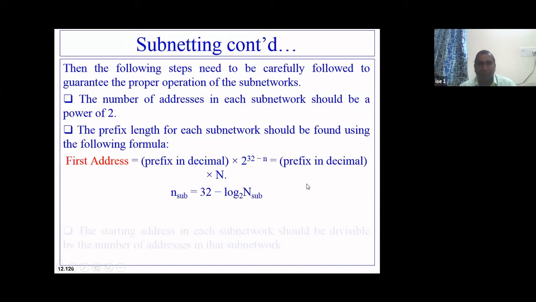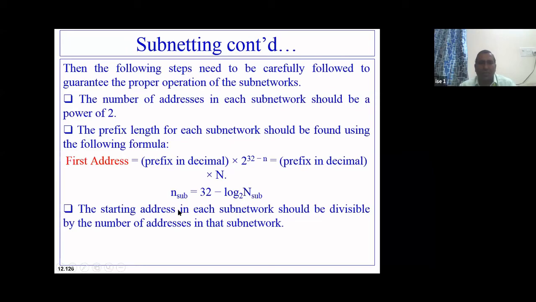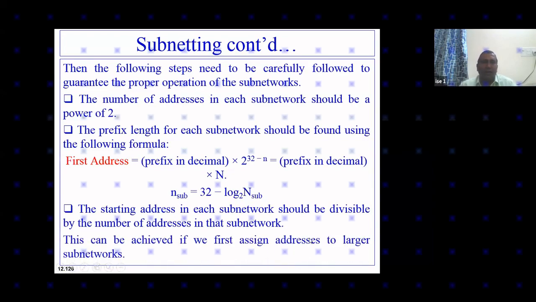This is the formula. So the starting address in each subnetwork should be divisible by the number of addresses in that subnetwork. Again, it's the same concept for networking that we have seen. It is applicable the same way to subnetworks. Here, only instead of small n we have n sub, and instead of capital N we have capital N sub.